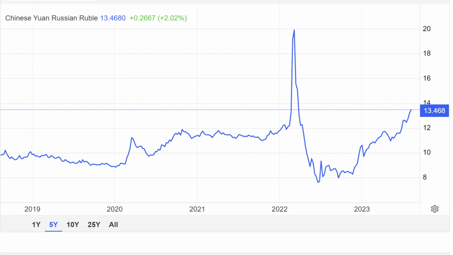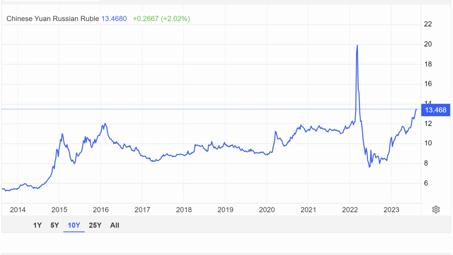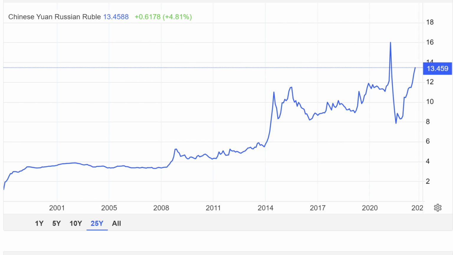And if we expand the chart out to show what's been happening over the last 5 years, you can see that the shape is very similar to what we saw for the euro and the US dollar. The current exchange rate is the lowest that the ruble has been trading against the Chinese yuan over the course of the last 5 years, excluding the exceptional period immediately following Russia's invasion of Ukraine. If we expand the position out to show what's been happening over the last 10 years, you can see that the current value of the ruble is the lowest for the last 10 years. And if we expand the chart out to the last 25 years, you can see the significant fall in the value of the Russian ruble over that period.